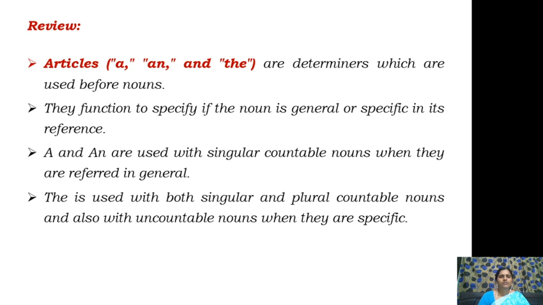This is a small topic. One thing we have to remember about articles is, if it is a general reference, there is no need of using any article. If it is a singular countable noun and it is mentioned for the first time, then we use a or an. If it is a plural countable noun or uncountable noun, when there is a specific reference to it, then we use the before that. So if we remember these two things, then I think we can avoid the errors or mistakes we make in using these articles.